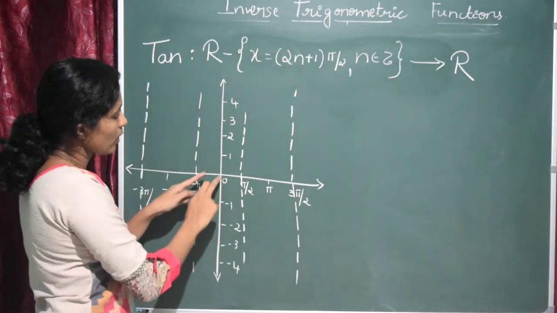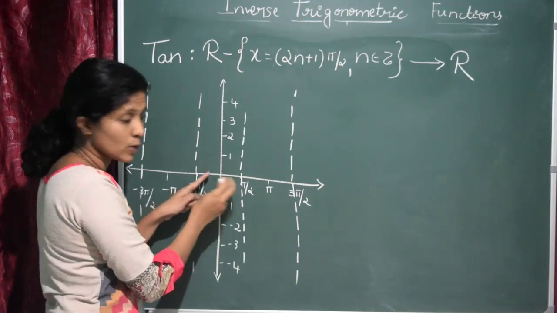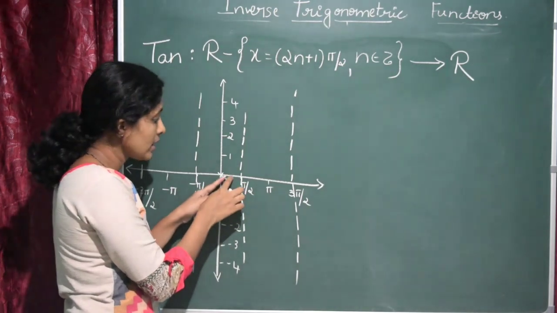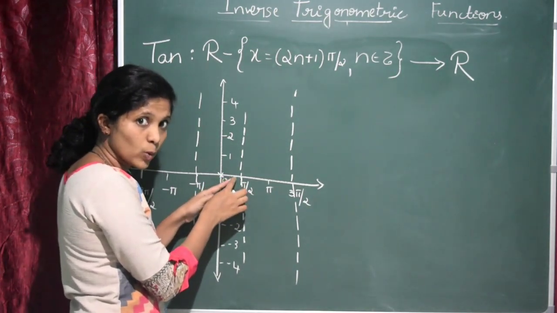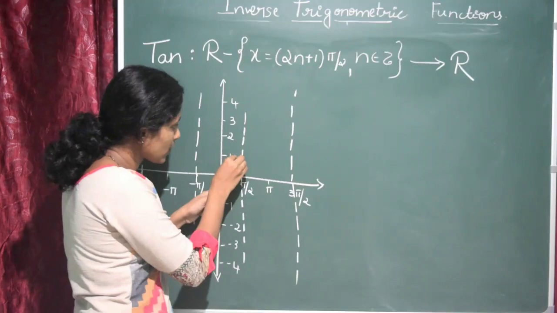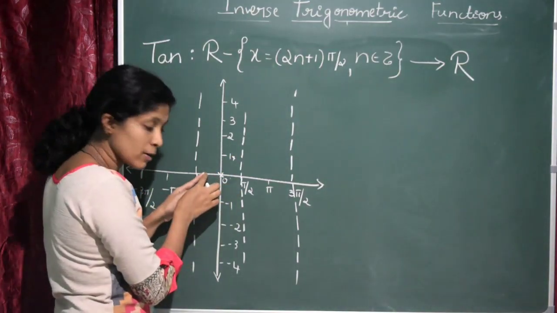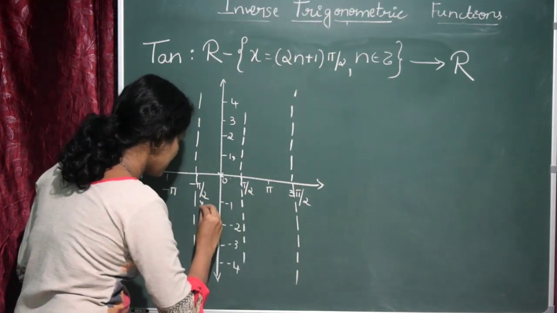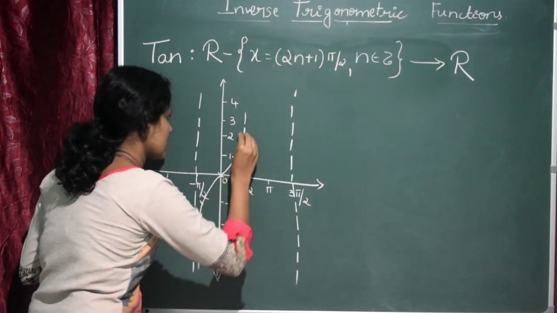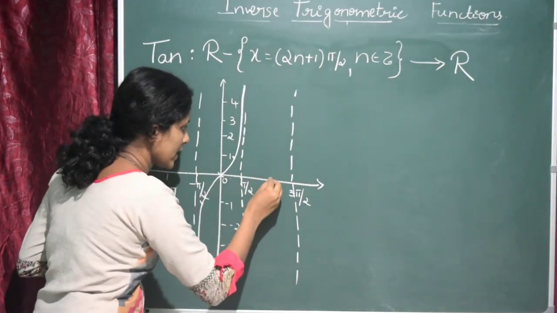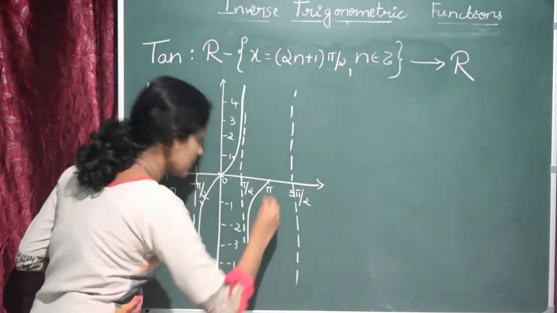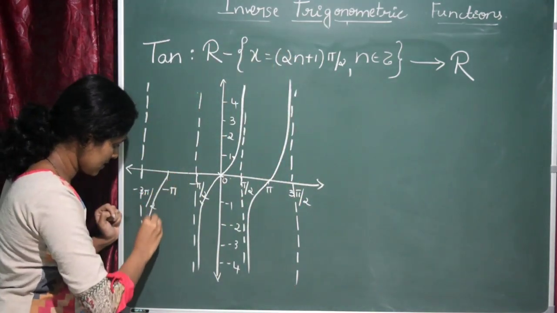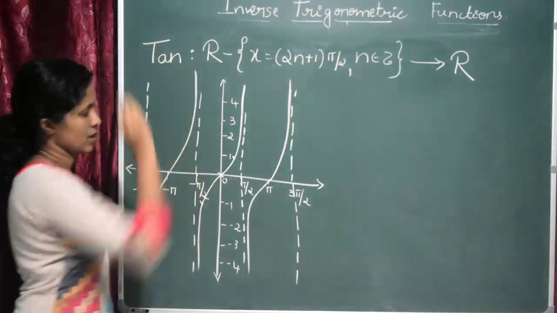Now we'll see what is tan 0. Tan 0 will be equal to 0, right? Here, between 0 and pi by 2, pi by 4 is there. What is tan pi by 4? Tan pi by 4 will be equal to 1. What is tan of minus pi by 4? It will be equal to minus 1. So the graph of this function will be like this. This is one branch. Next, the graph of this function will be like this, and here this is the graph of the function.